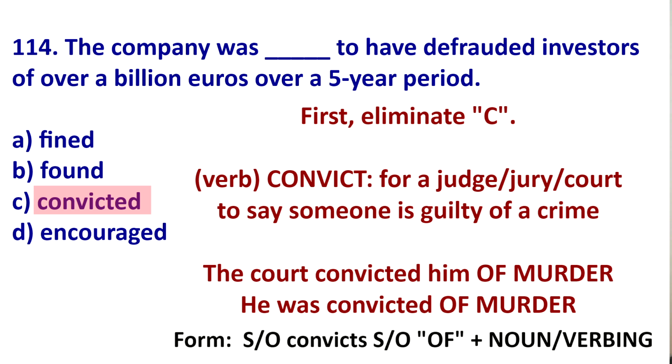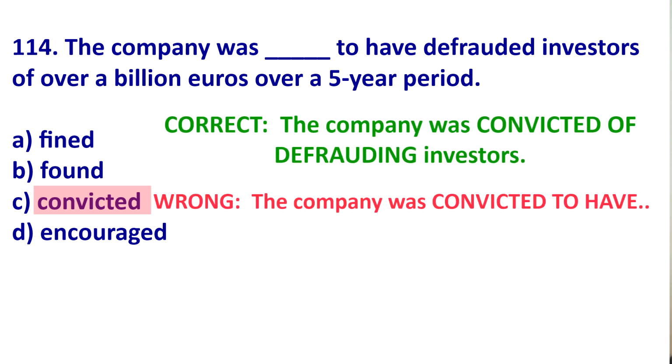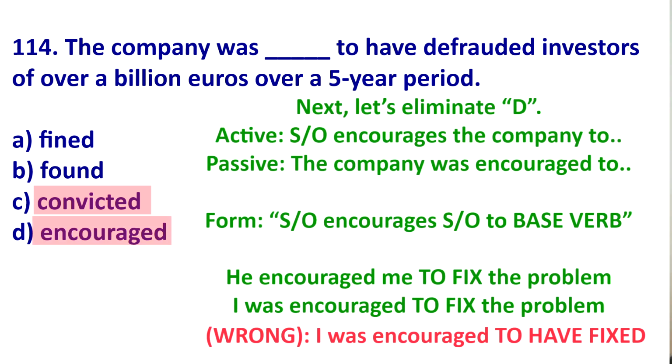Now, notice that after convict, you convict someone of a noun form, not to. You convicted him of murder. So you can convict someone of defrauding customers. You can convict someone of fraud, but not to verb here. So it doesn't match the collocation. So let's eliminate C.